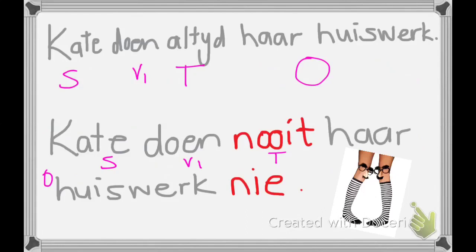Okay, here's another one. "Kate doen altyd haar huiswerk." Kate always does her homework. So altyd is the special word that's going to change. And then we're going to have "Kate doen nooit haar huiswerk nie." Now remember, nooit is going to count as a nie. So we have 2 nies, and this is a normal sentence. Everything's still in the right order, and there's still a nie all the way at the end of the sentence.